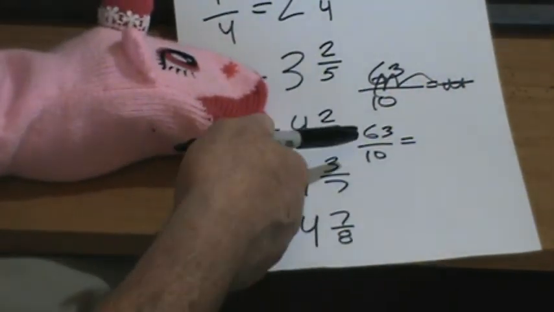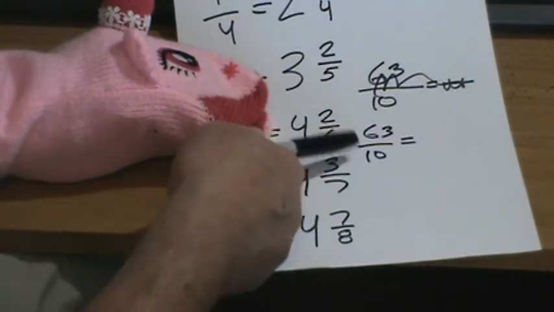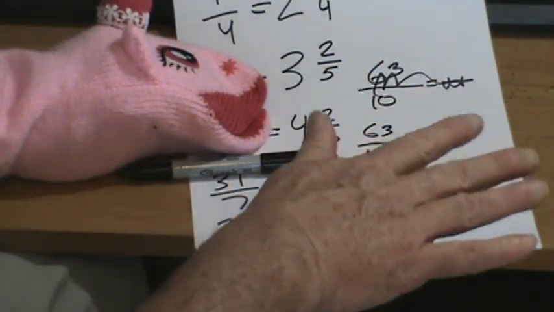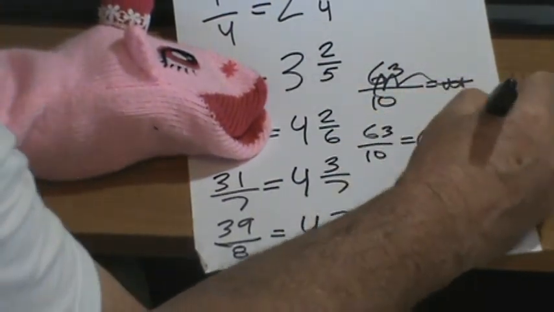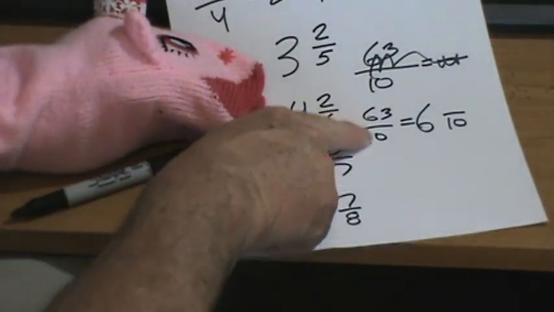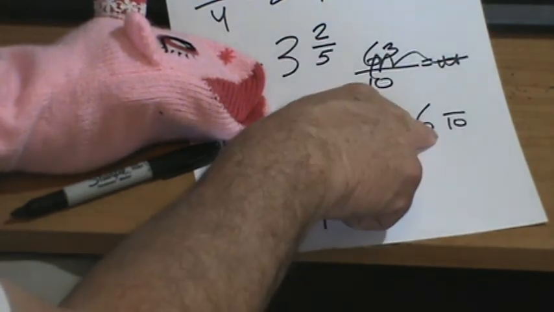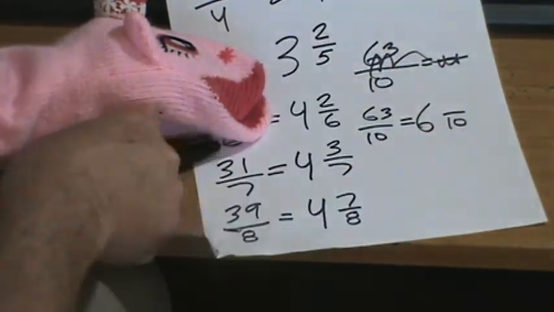And welcome back, boys and girls, scholars of room 502. We just say 63 divided by 10. 10, 20, 30, 40, 50, 60 is 6. The denominator remains the same. How many are left over? Well, 63 minus 10 times 6. 10 times 6 is 60. 61, 62, 63, and it's 6 and 3 tenths.